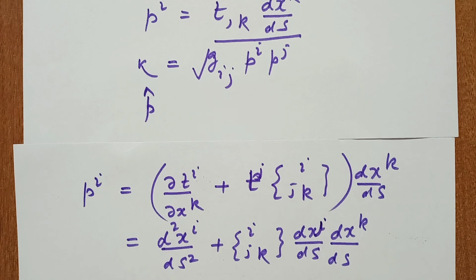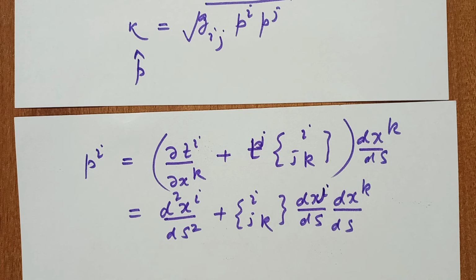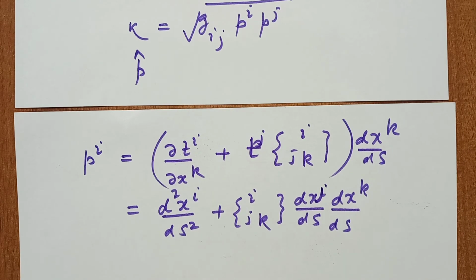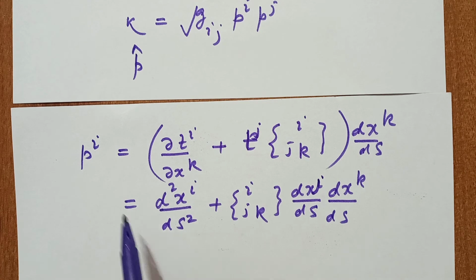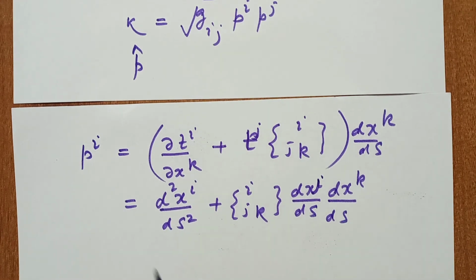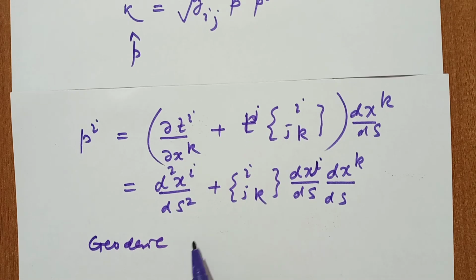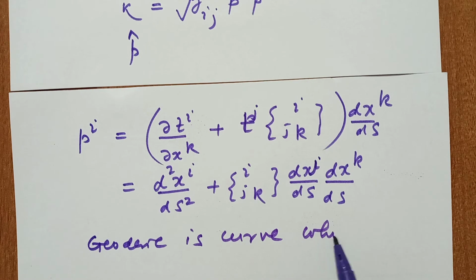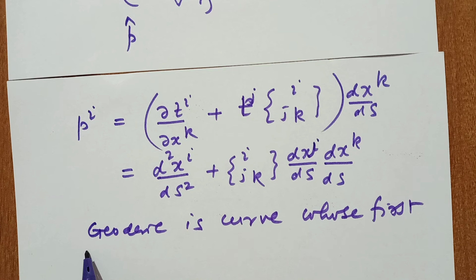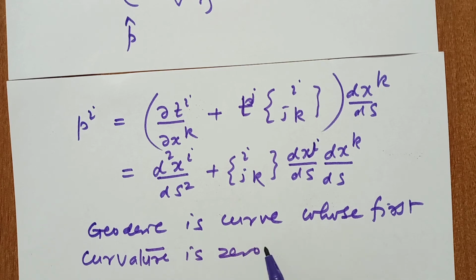Now, another definition of geodesic can also be explained. In three-dimensional Euclidean space, a geodesic is a curve of extremum length. In other words, a geodesic is a path of shortest distance between two given points on the surface. In the form of curvature, a geodesic is a curve whose first curvature relative to the surface is zero. This is called a geodesic.